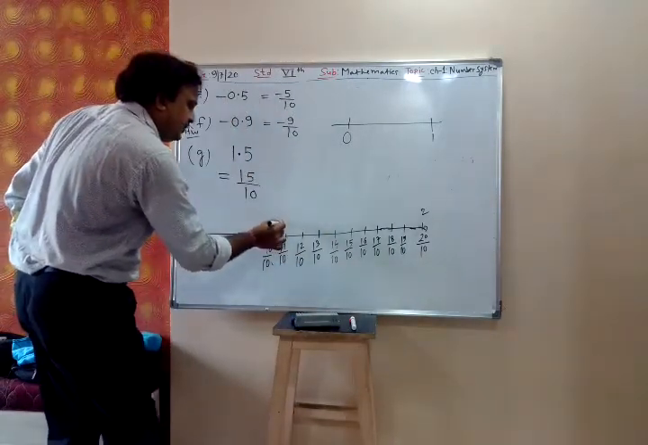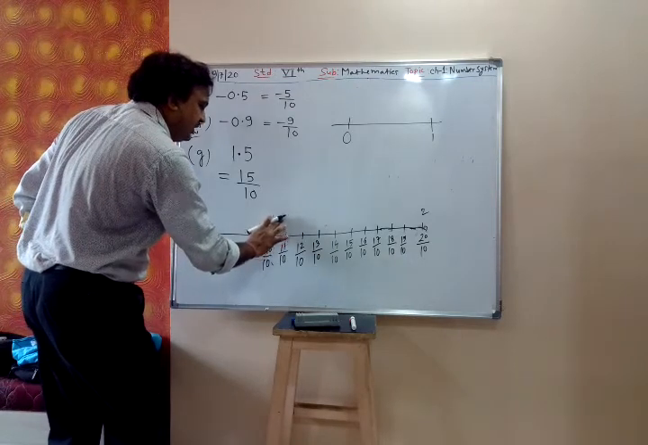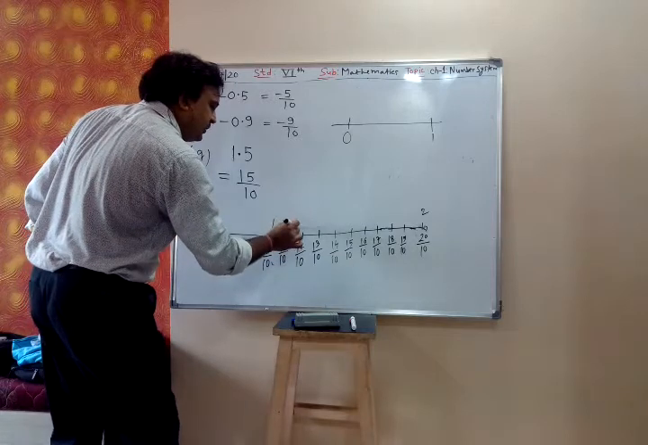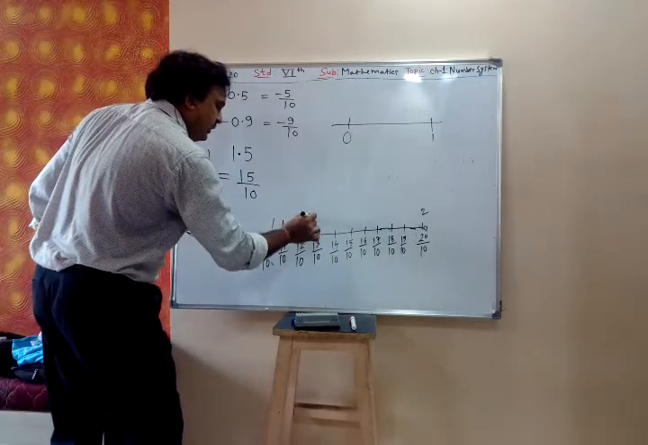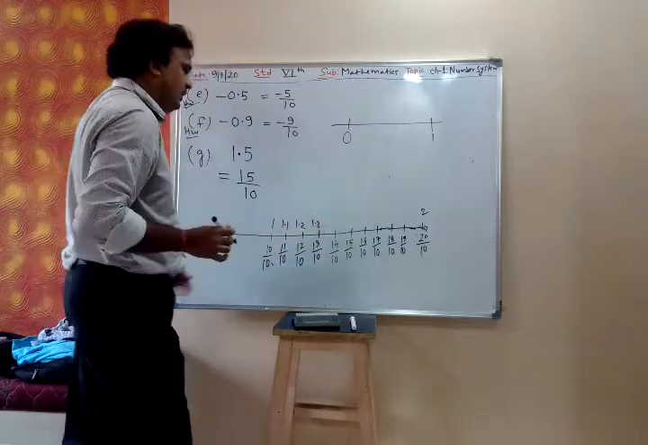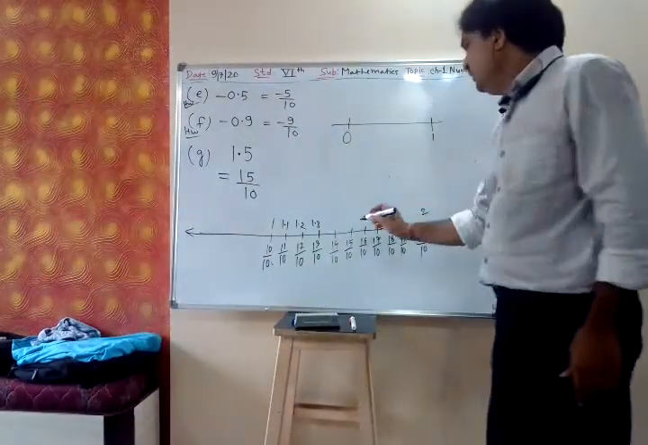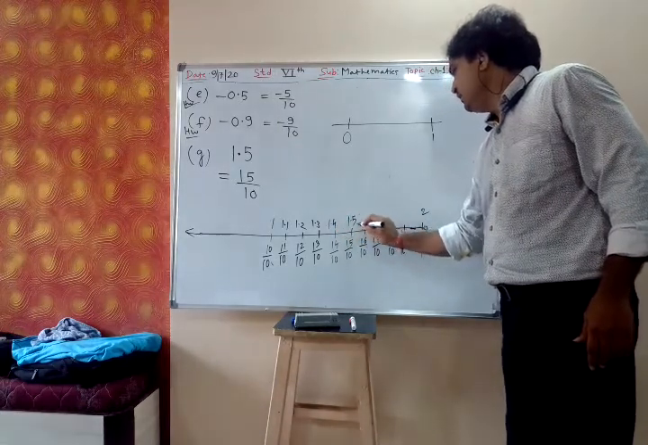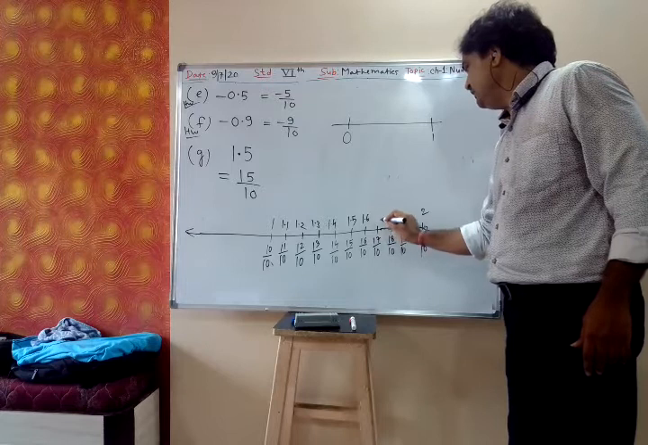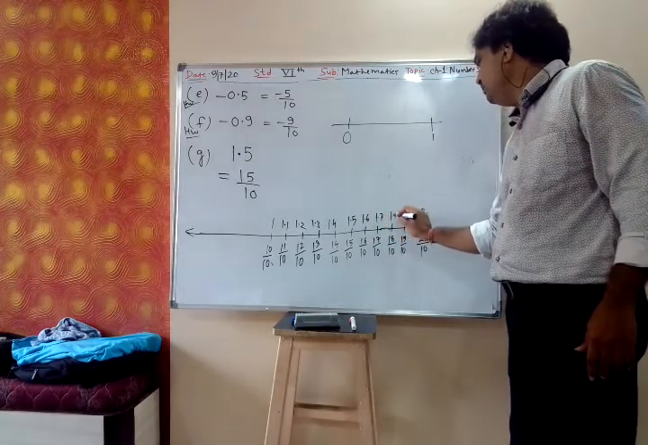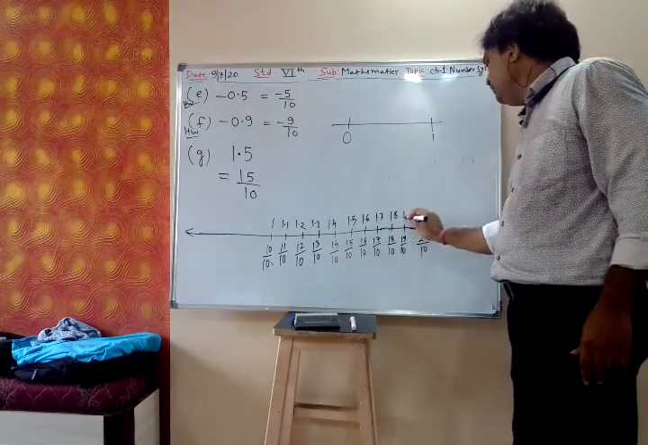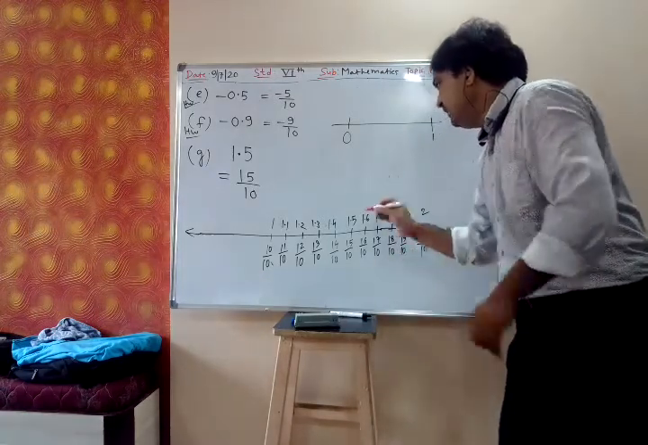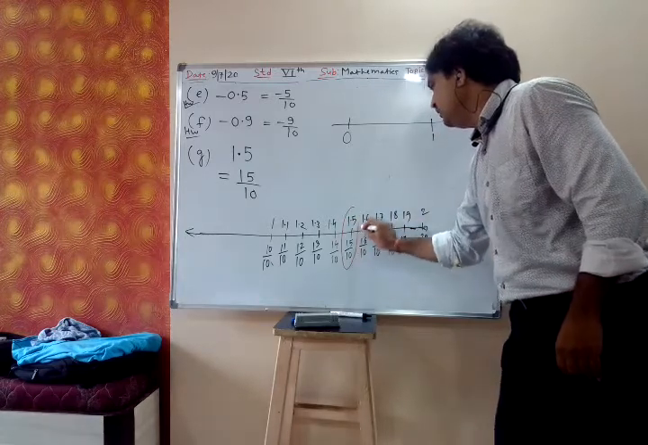11 upon 10 is same as 1.1. 12 upon 10 is same as 1.2. 13 upon 10 is 1.3. 14 upon 10 is 1.4. 15 upon 10 is 1.5. 16 upon 10 is 1.6. 17 upon 10 is 1.7. 18 upon 10 is 1.8. 19 upon 10 is 1.9. And 20 upon 10 is 2. So this is my number line, 1.5 or 15 upon 10.